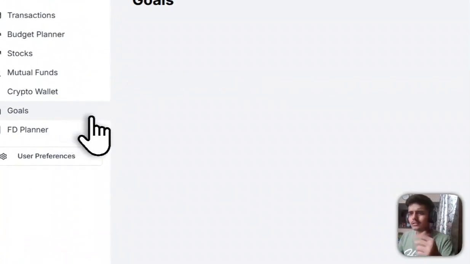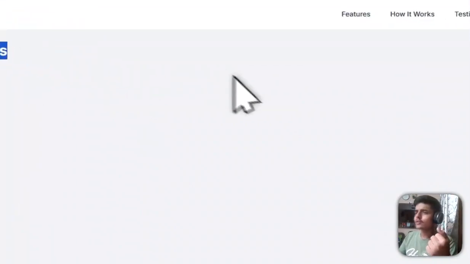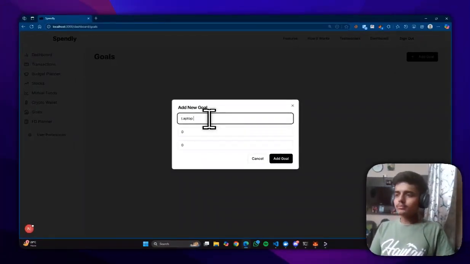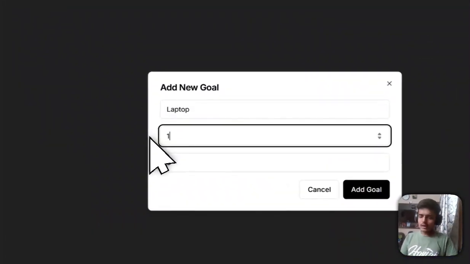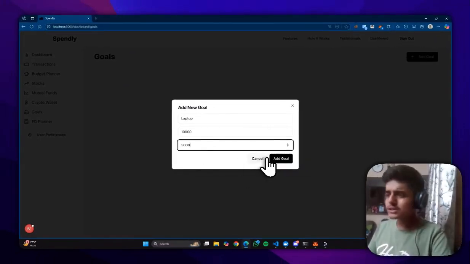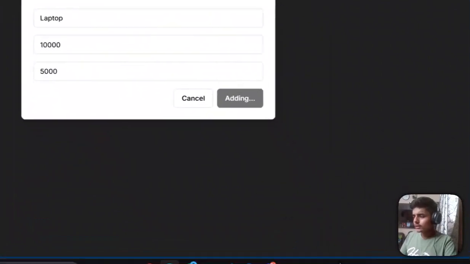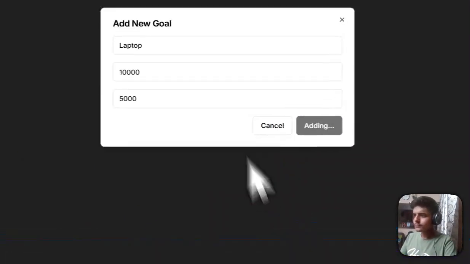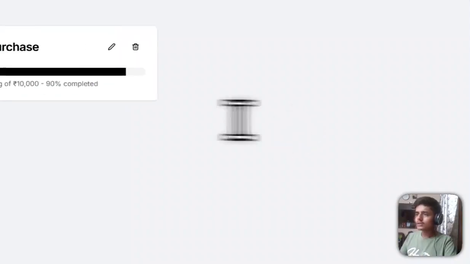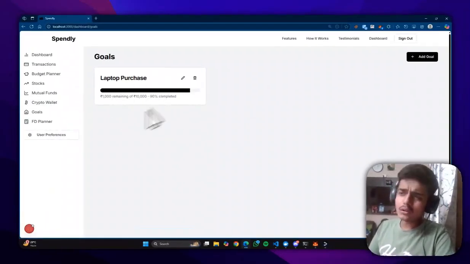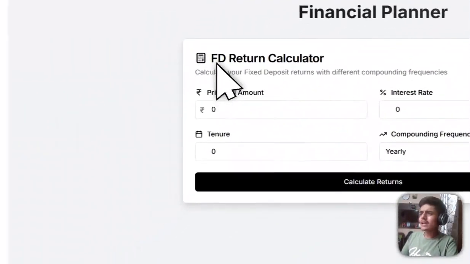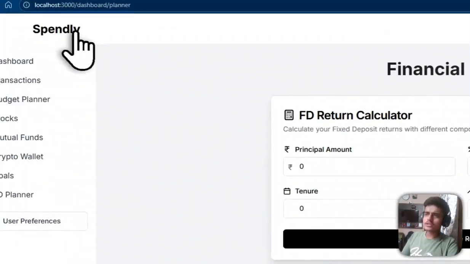Some of our miscellaneous features have goals, where you can also track your goals. If I want something like a laptop, you can add the amount of the laptop over here and how much amount you have invested or saved for that, and all the goals can be tracked over here. There is one more miscellaneous feature, which is our FD calculator. It's a basic feature only.